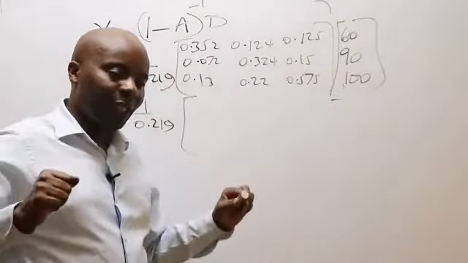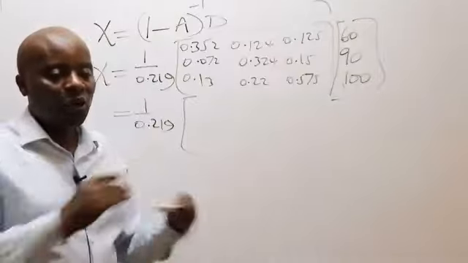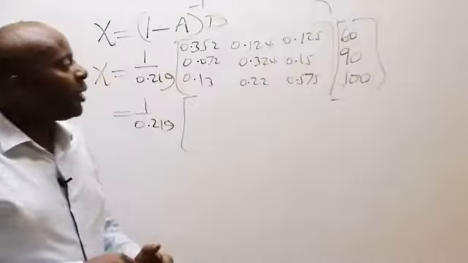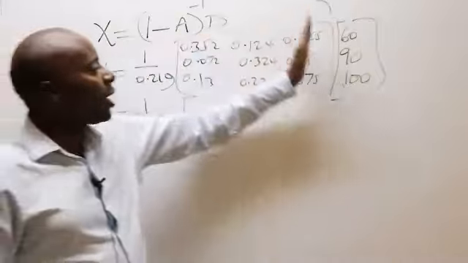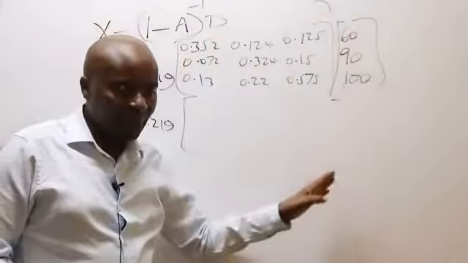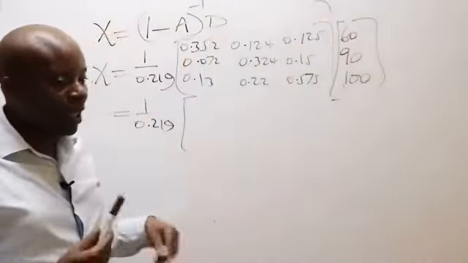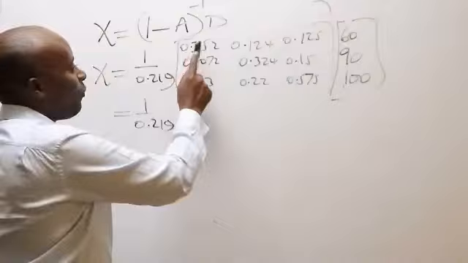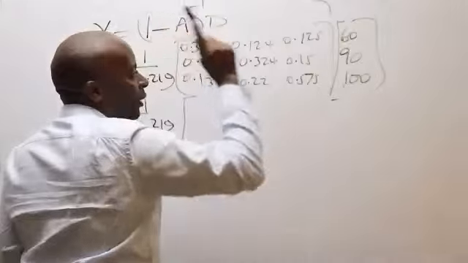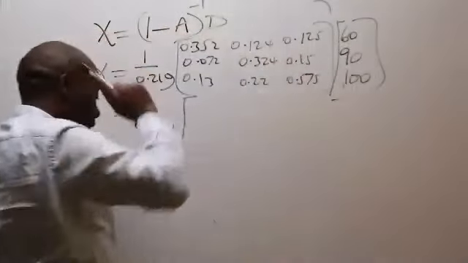So how do I do my matrix multiplication? A simple thing: row by column. Matrix multiplication like this: row 1 by this column. How do I do it? The first figures are multiplied, so we have 0.352 times 60, plus the second ones multiplied, plus the third ones multiplied. Please, somebody do that and give me an answer.